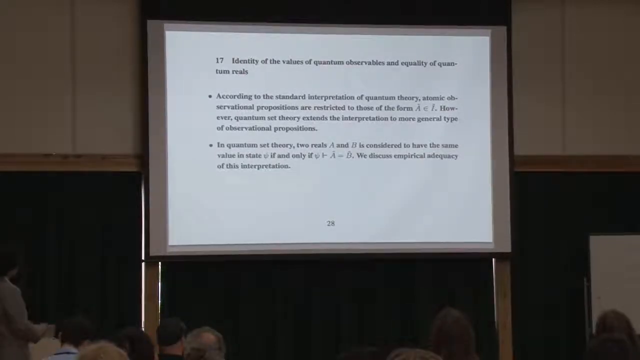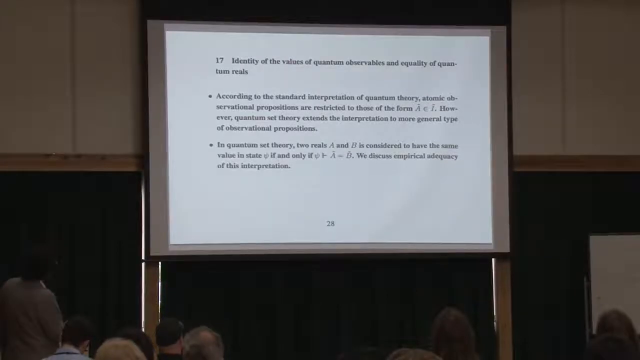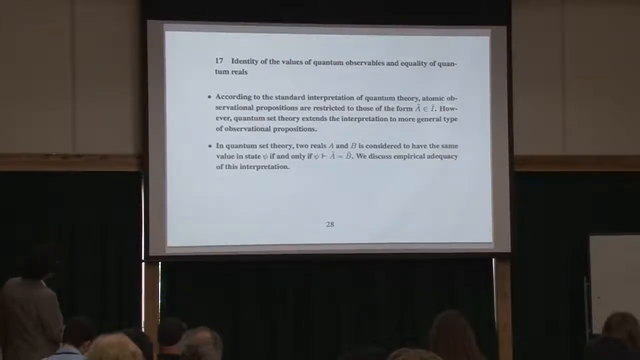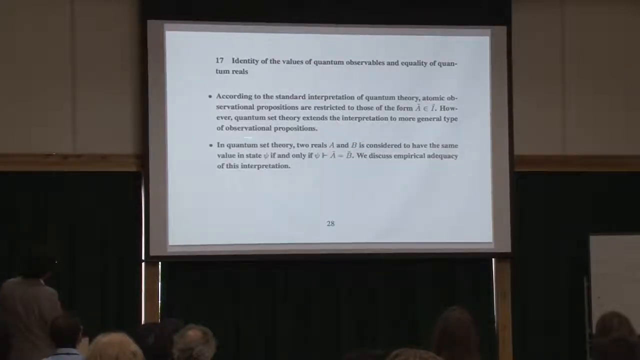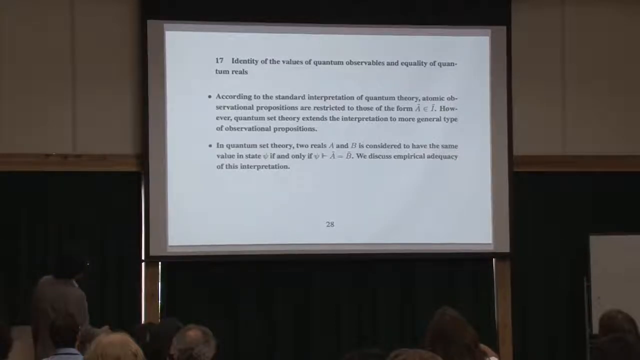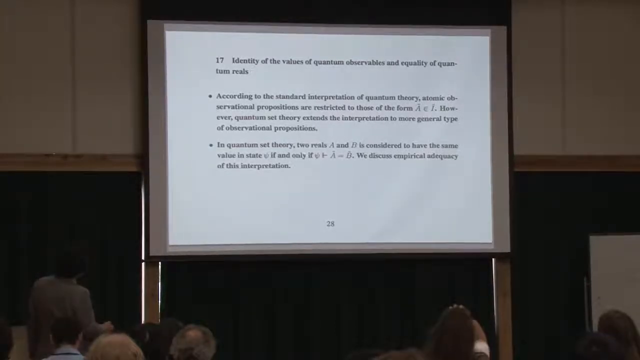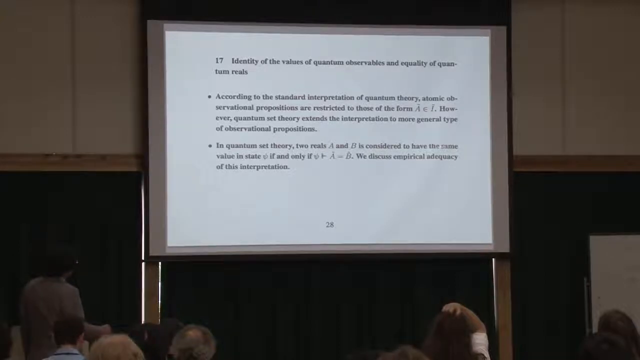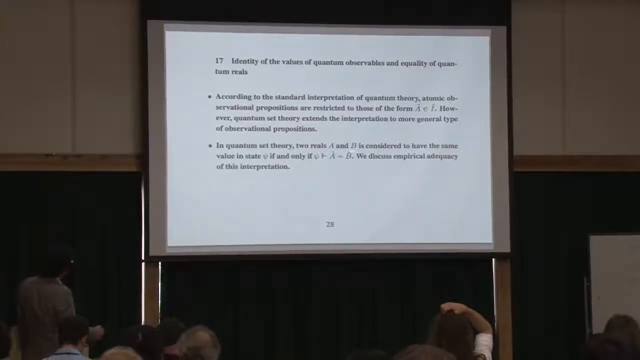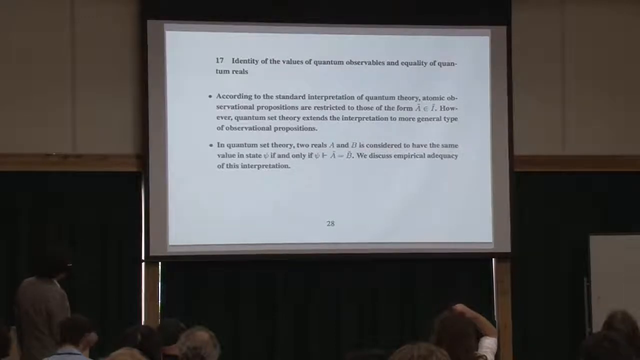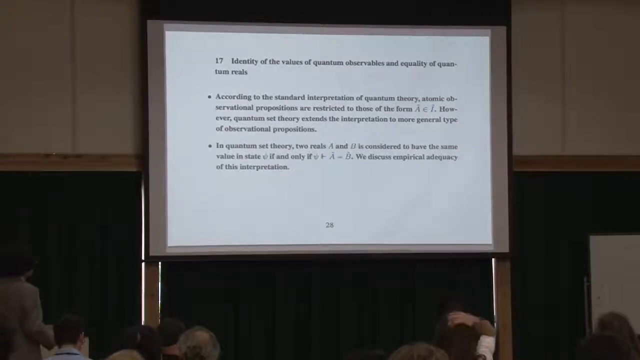And also we consider the equality in the quantum set theory, identity of the values of quantum observables and equality of quantum reals. According to the standard interpretation of quantum theory, atomic observation propositions are restricted to those of the form A tilde is in I tilde. However, quantum theory extends the interpretation to more general types of observation propositions, for example, A is equal to B. In quantum theory, two reals A and B are considered to have the same value in state psi if and only if the probability of the statement A tilde is equal to B tilde is equal to 1 in state psi. We discuss the empirical adequacy of this interpretation.